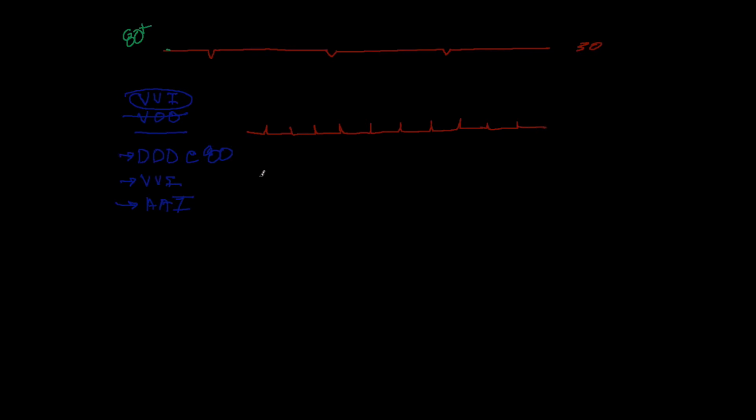But let's say somewhere along the line, while you're pacing at 80, you go ahead and see what the milliamp output is that you need. It turns out that you can capture at only 3 or 4 milliamps, which is pretty darn good for a transvenous pacemaker. And so you double that, make it 8 to 10, a little bit more than double.